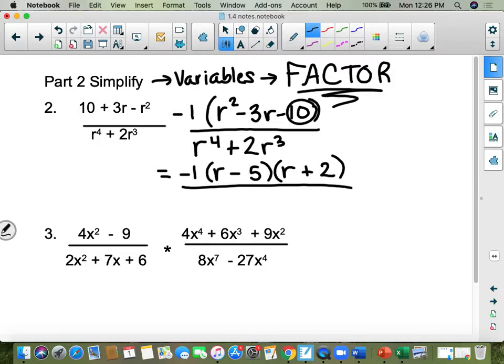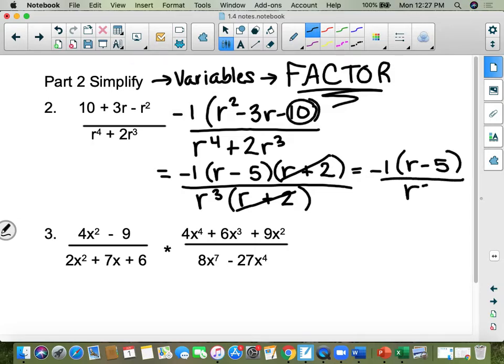The bottom, all I can do is take out the GCF, and the GCF is r to the third, which gives me an r left for the first term and a 2 left for the second term. I know I'm doing it right because I have an r plus 2 on the top and an r plus 2 on the bottom, and they can cancel out. My final answer is, I'm going to leave the -1 outside. You can distribute it if you want to, but I'm not going to. All over r to the third.